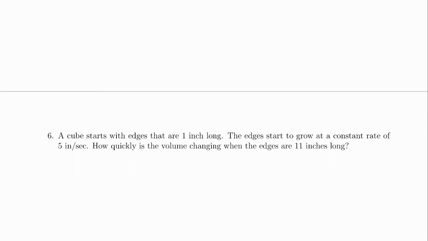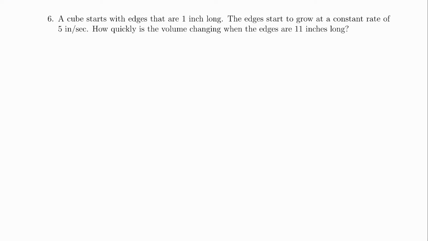A cube starts with edges that are 1 inch long. The edges start to grow at a constant rate of 5 inches per second. How quickly is the volume changing when the edges are 11 inches long? All right, what information do we need to know? Well, we know that the edges are growing at a rate of 5 inches per second. So that means dE dt, I guess we can call it, the rate of change of edges with respect to time, is 5.